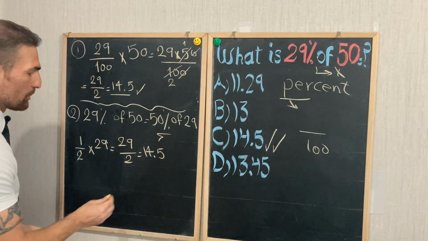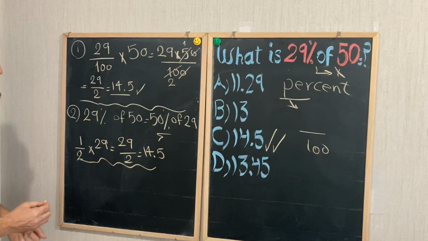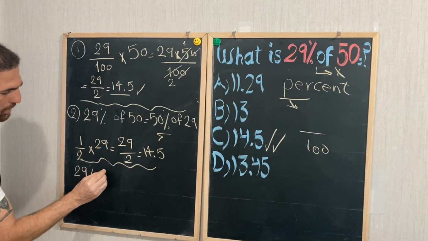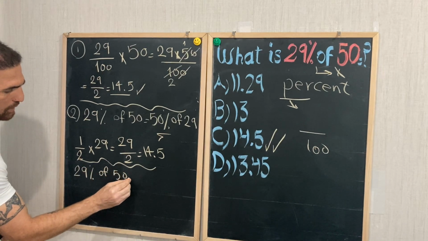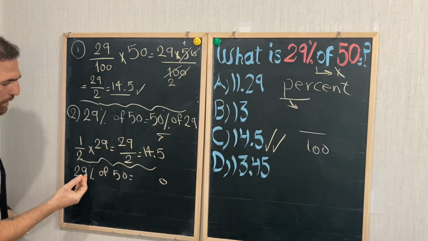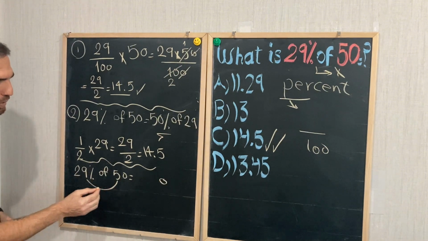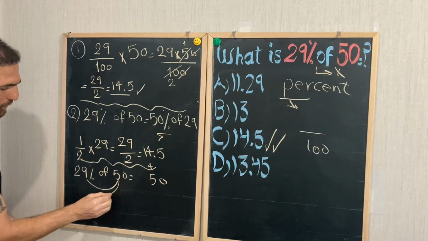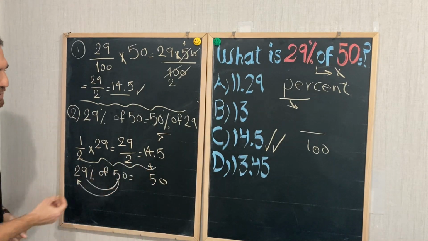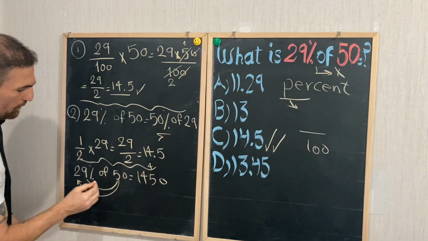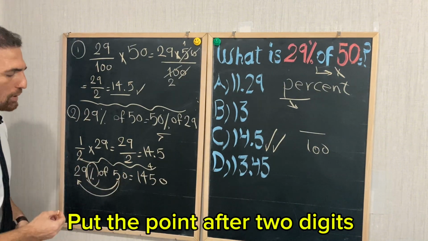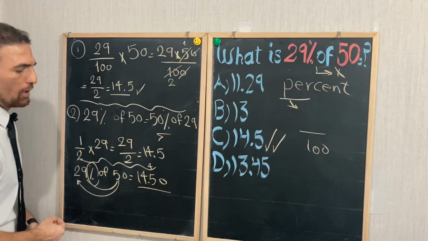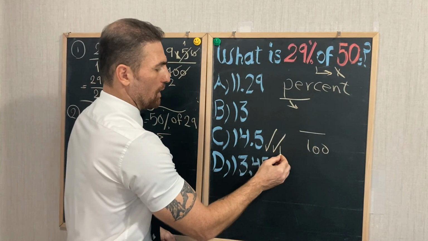And the last solution. For the last solution, 29% of 50. Write the 0 here. 5 times 9 equals 45. Write the 4 here. 5 times 2 equals 10 plus 4, 14. We have a percentage here, so put the point after 2 digits. 1, 2 here. It's going to be 14.5. And the answer is going to be option C.